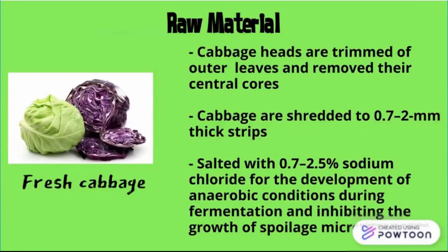Cabbage is shredded to 1.7 to 2 mm thick strips and salted with 1.7 to 2.5% sodium chloride. The addition of salt is necessary for the development of anaerobic conditions during fermentation and for inhibiting the growth of spoilage microorganisms and the activity of endogenous pectinolytic enzymes responsible for cabbage softening.